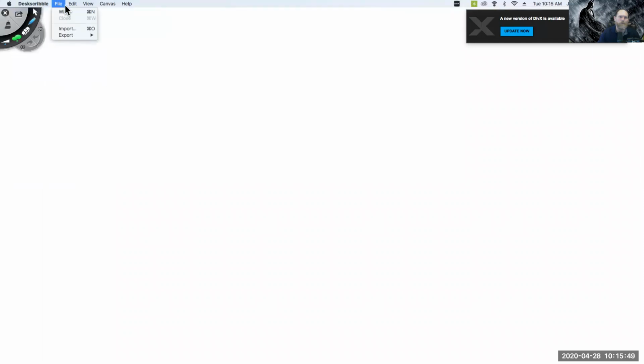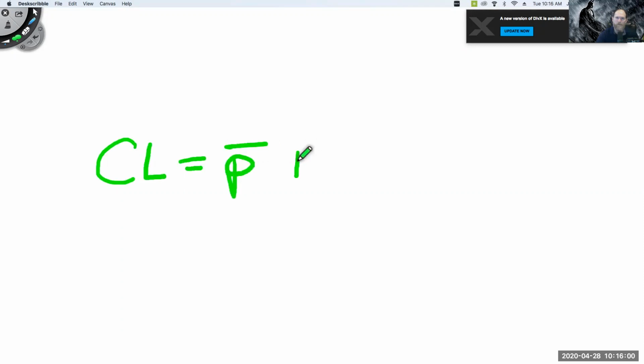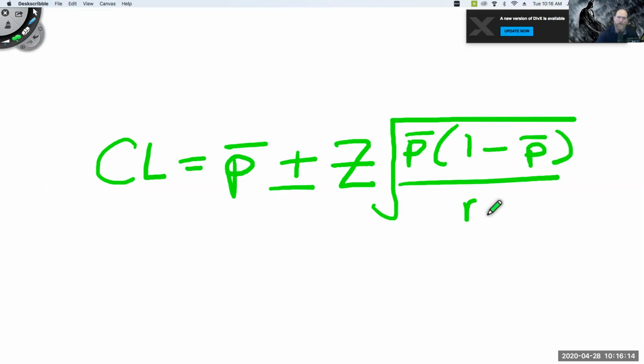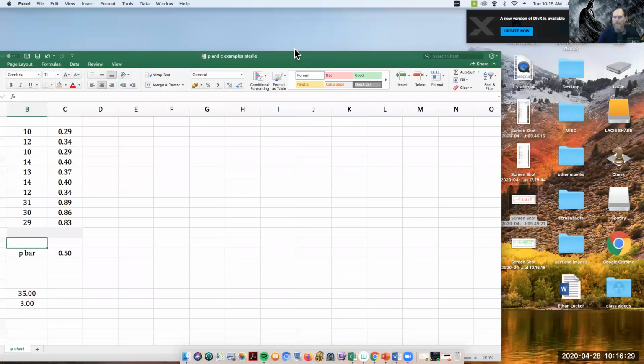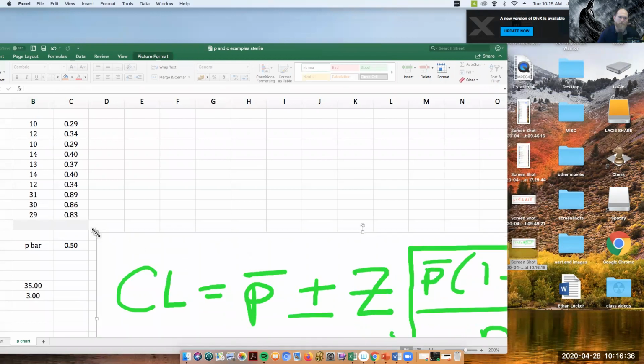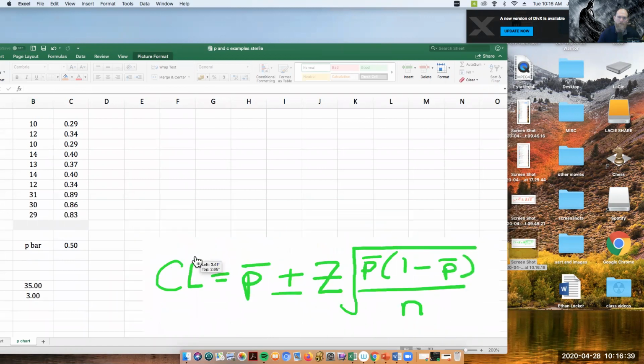My formula disappeared. I'm just going to write it again. So remember my control limit formula for P is P bar plus or minus Z times the square root of P bar times 1 minus P bar over N. So I'm going to take this with me. Come on over here. Okay, there we go.